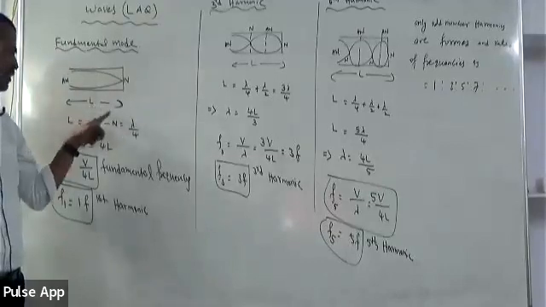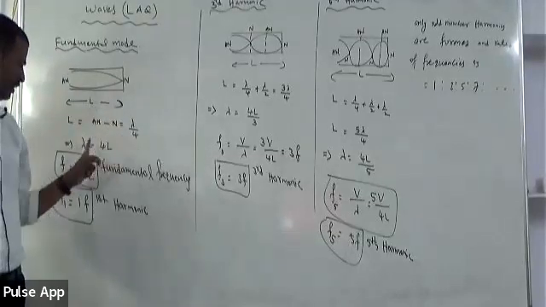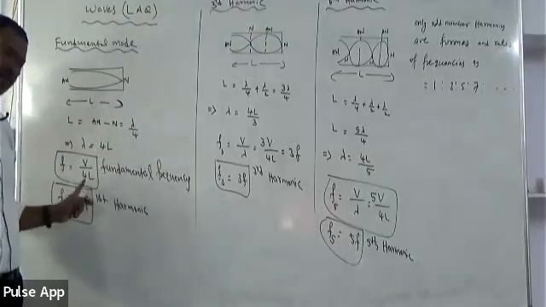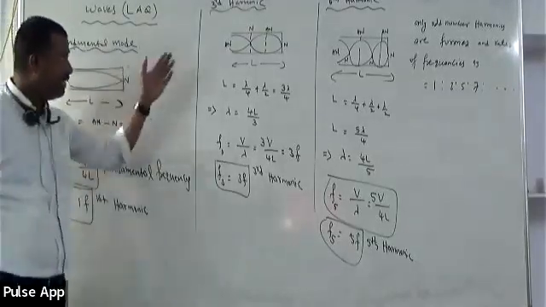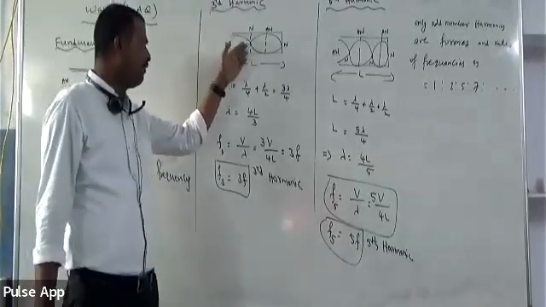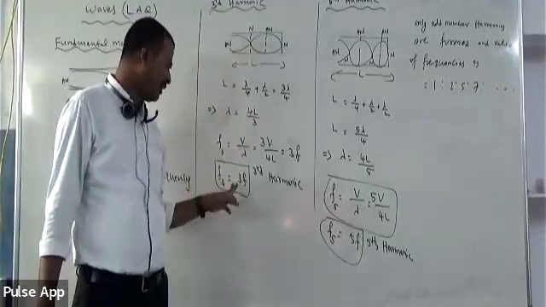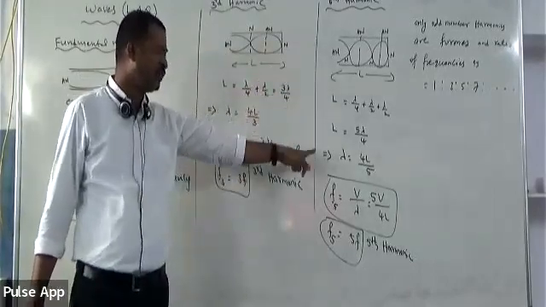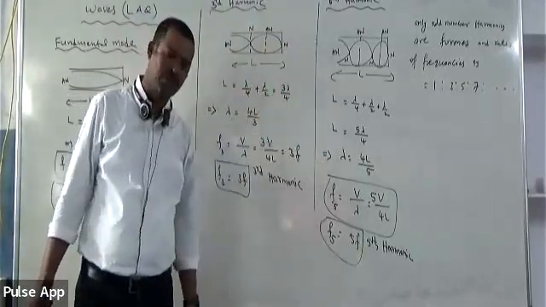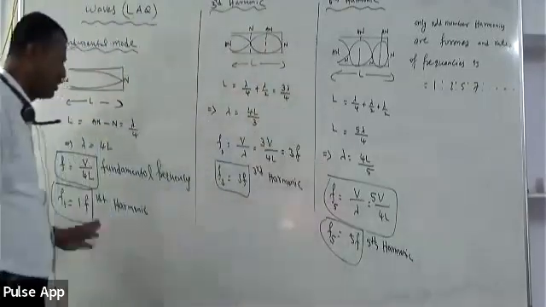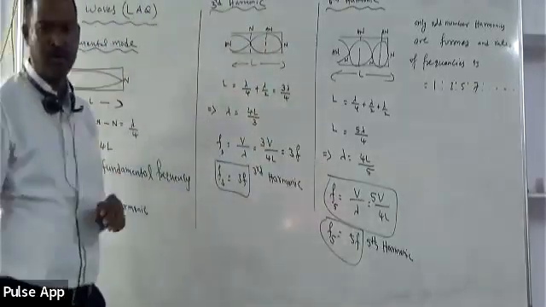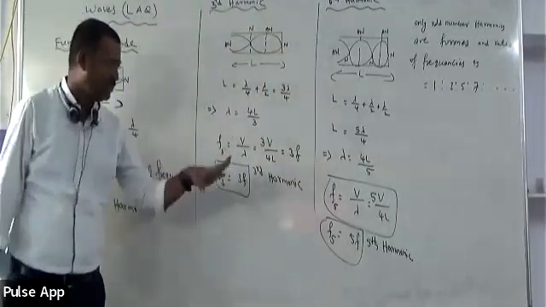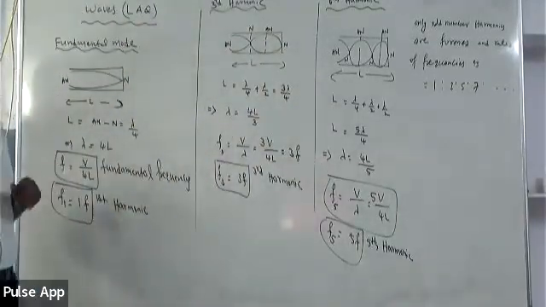So the length can be lambda by 4. Lambda is equal to 4L. From this, the fundamental frequency we got is 4 V by 4L. The next mode has 1.5 loops, so we calculated that it is 3 times V by 4L. And the next is 2.5 loops, that is 5 times V by 4L. Like this, we are getting 1, 3, 5, that is, only odd harmonics. Clear now? This is what we need to present on the answer sheet.